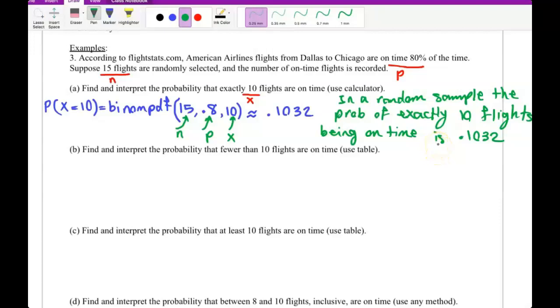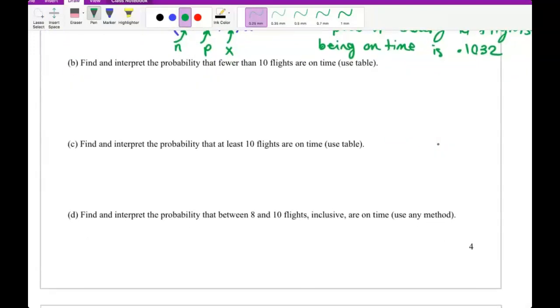Okay, now part B. Find and interpret the probability that fewer than 10 flights are on time. On this part, we want to use the table. The probability that x is, here we have fewer than 10. So we have x less than 10. I don't have equal to. So that is equal to the numbers that are less than 10.